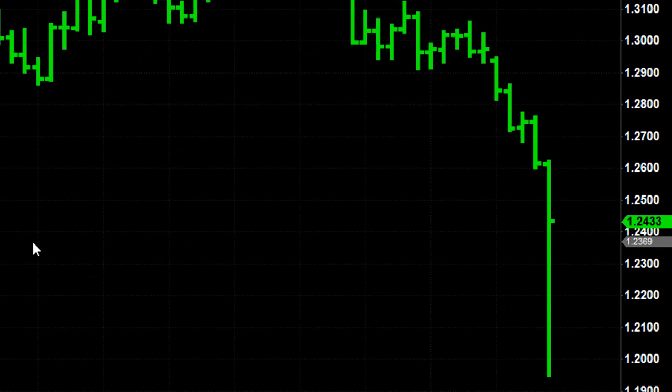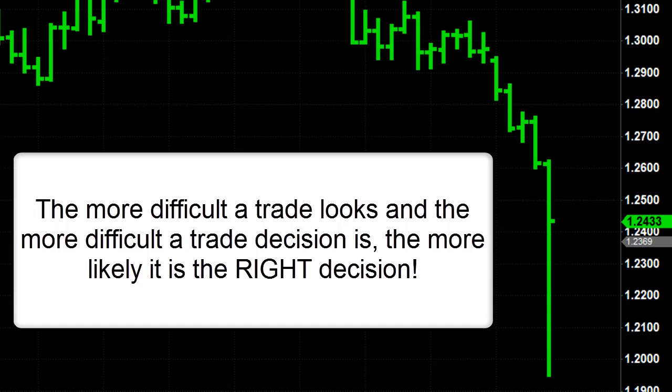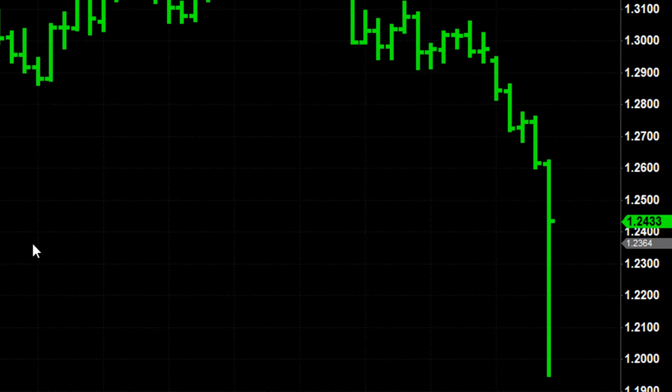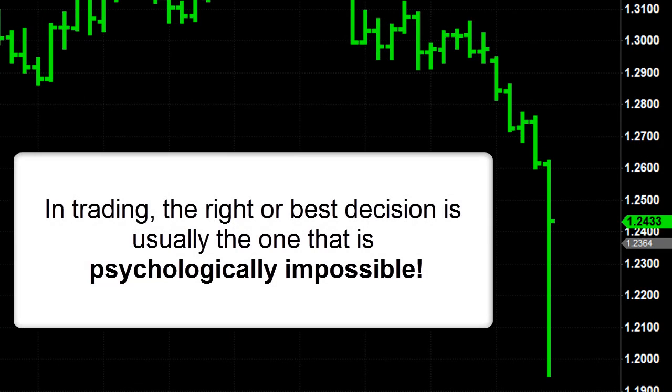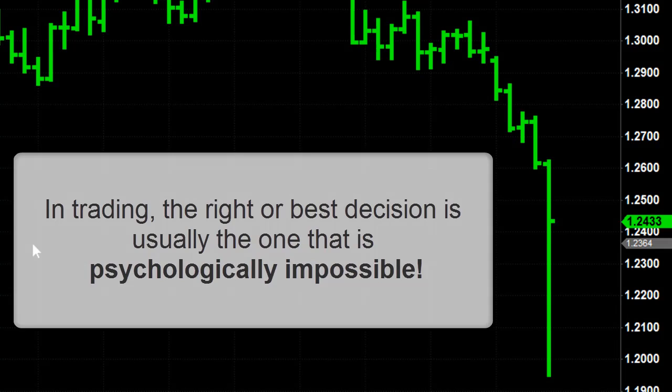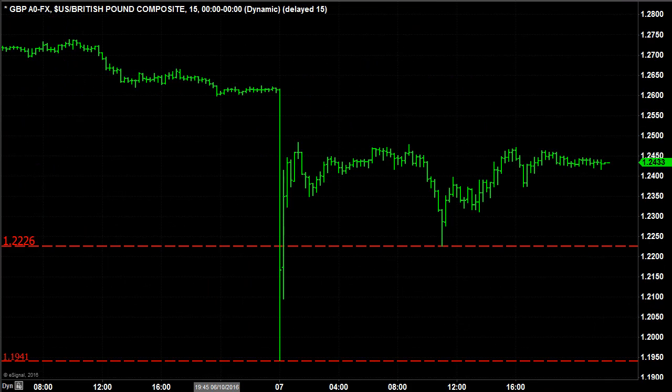And if you've been with us now for many years, you probably know by now that the more difficult a trade looks, the more difficult a trading decision is, the more likely that it's the right decision. In fact, there's an old phrase in trading which says that the right decision is usually the one that is psychologically impossible. And if the idea of going long on the British pound sounds or looks psychologically impossible, then that probably is the right decision.